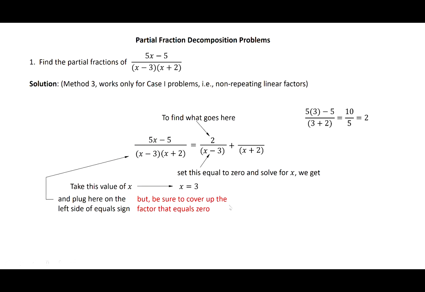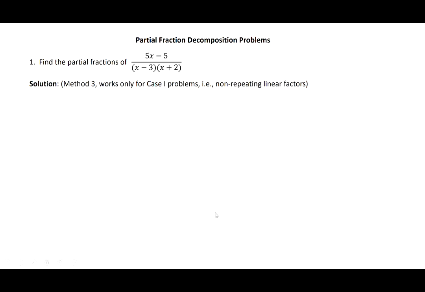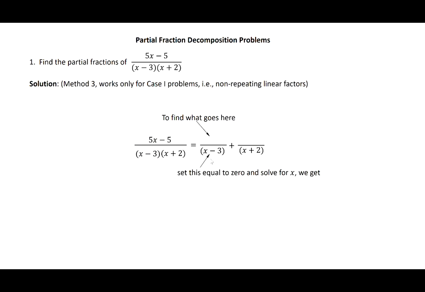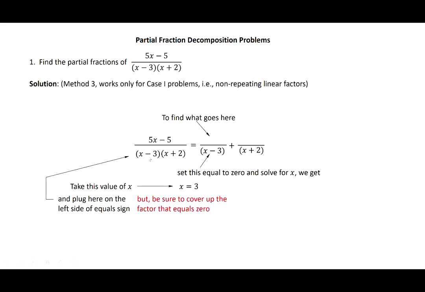Right? Let me go backwards. And okay, what was the idea? To find what goes here, what's the first step? Set x minus 3 equal to 0 and solve for x. You get x equals 3. What do you do with that x equals 3? Plug that onto the left hand side. But because this x minus 3 will go to 0, be sure to cover that up. And only into the remaining stuff plug that x equals 3. 5 times 3 minus 5 over 3 plus 2. I figured that out on this side. That's equal to 2, and that's what goes there. Cool?